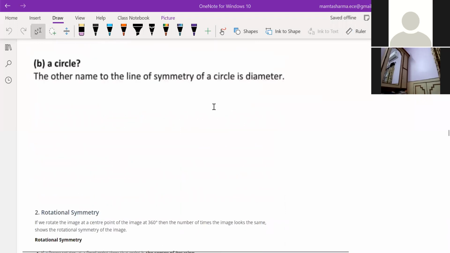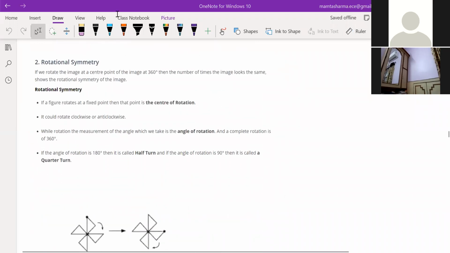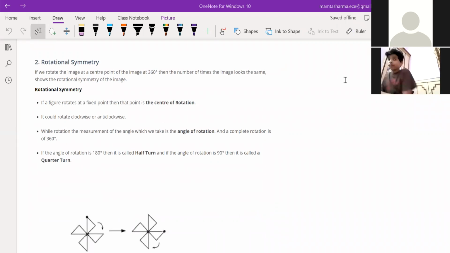So what do you mean by rotational symmetry? Tell me, does anyone know? Shiva, Pranav, do you know what rotational symmetry is? Ma'am, it's a straight line. How many rotations can there be in the same figure? That is called rotational symmetry. So tell me the rotational symmetry of this figure.